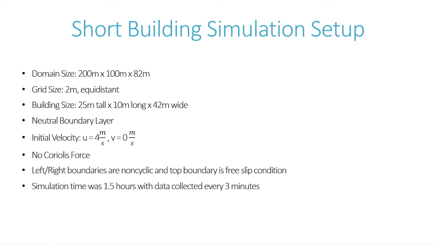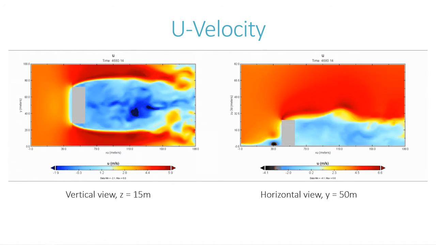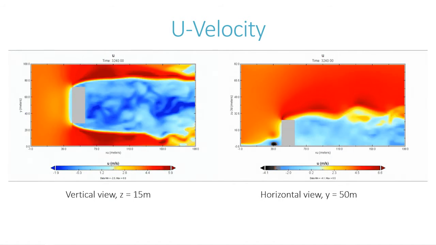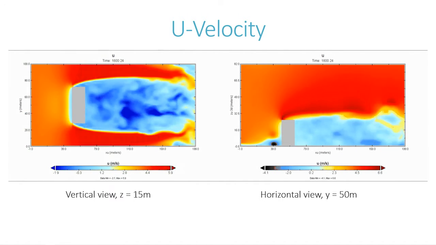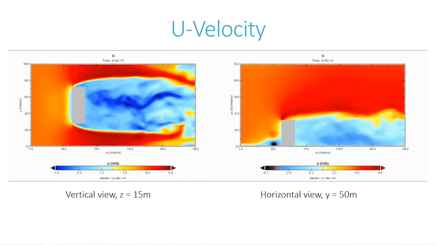And we have the same initial conditions, and the results of this are going to be the same, colored based on magnitude, and the results are shown during the entire time domain, with each frame representing a 3-minute interval. You can see the same idea of these negative flow regions behind the building, and these higher velocity flows as the airflow goes around and is disturbed by the building.